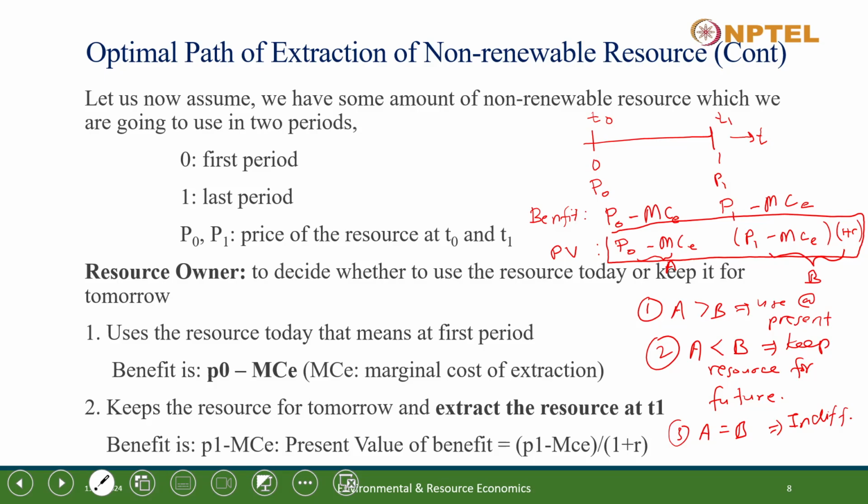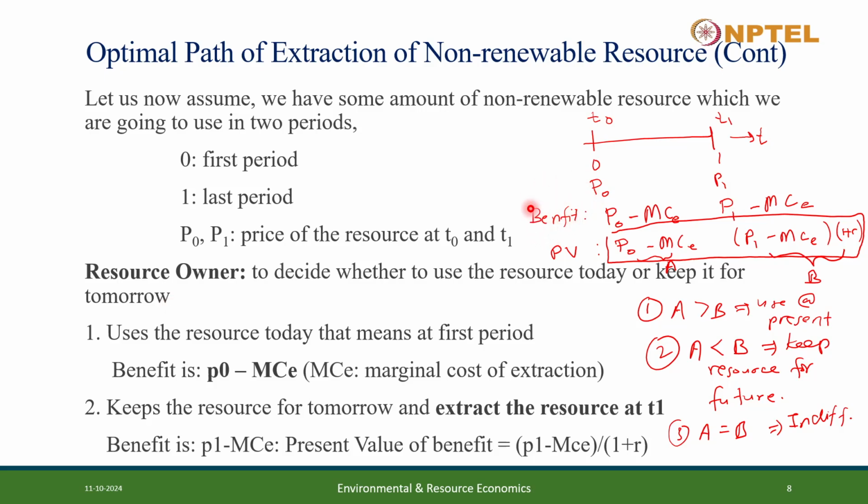Now let's say that for time t equals 0 to t equals t1, we are taking two periods, the first period and the last period, and the prices of each period are defined as p0 and p1 at times t0 and t1. Now the resource owner has to decide whether to use the resource at present or keep it for tomorrow. For this, we have to define a benefit.